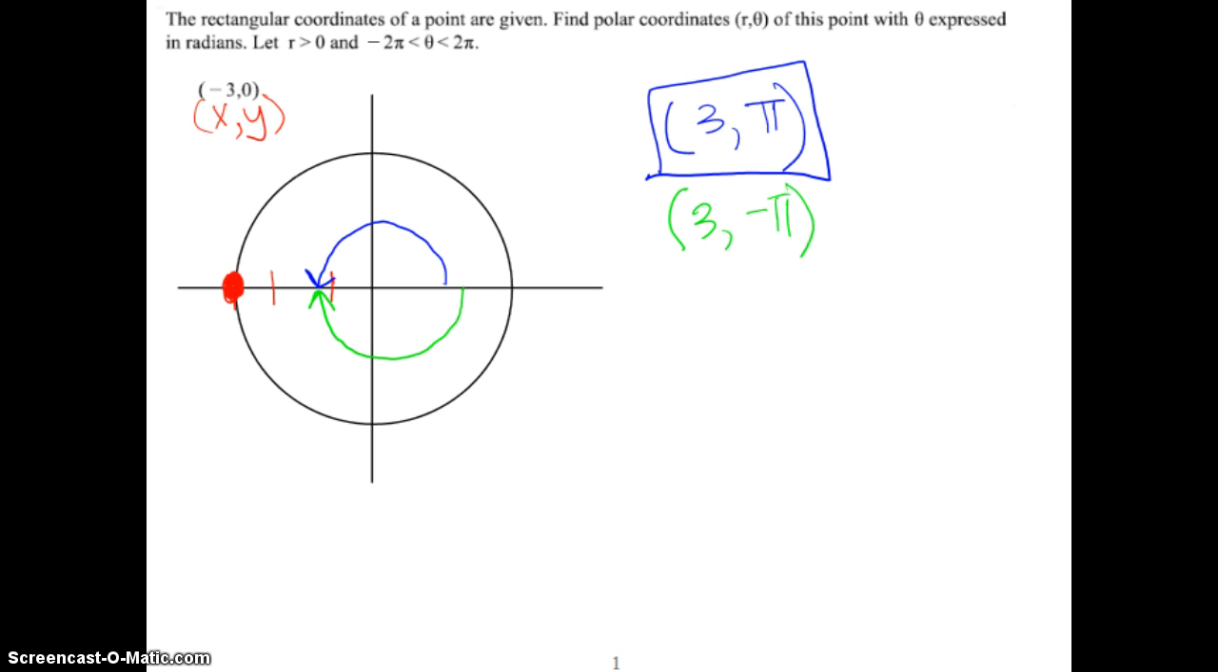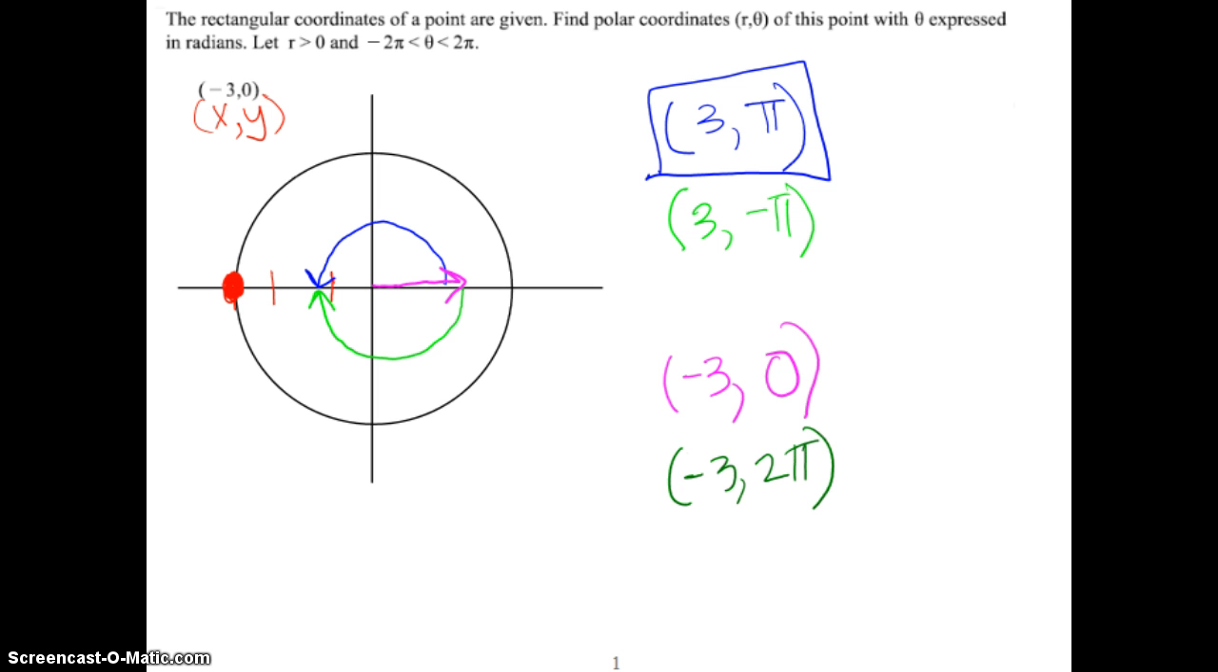What if we wanted our r value to be negative? If our r value was negative 3, then remember, you would be facing pi, but walking in the opposite direction, taking 3 steps away from pi. Walking 3 steps away from pi in the opposite direction would be (negative 3, 0), because we would be walking in that direction. Also, along those same lines, we could call this (negative 3, 2 pi), because 2 pi and 0 are located in the same place.